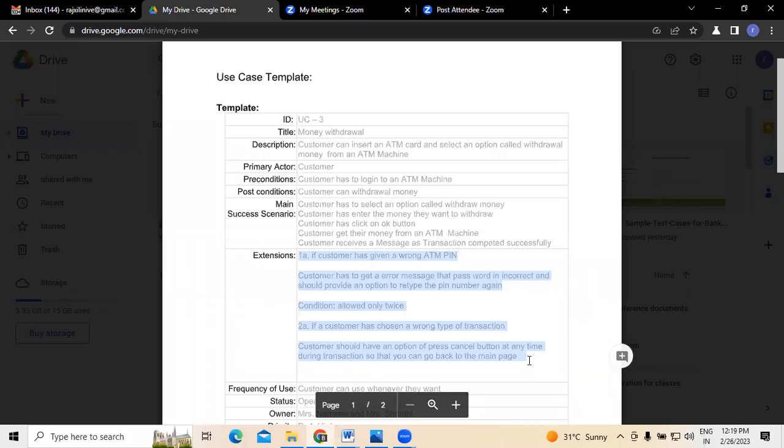But else, what is the else here? For example, if the customer has given a wrong password, what will happen? There must be a message. It has to appear on the screen: please type your password correctly. But here there is a condition applied. What was that condition?